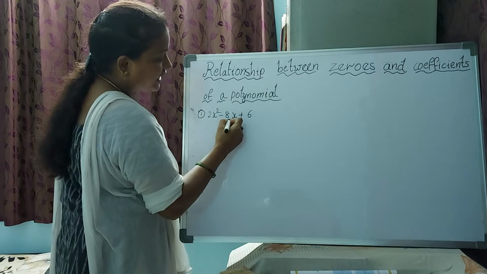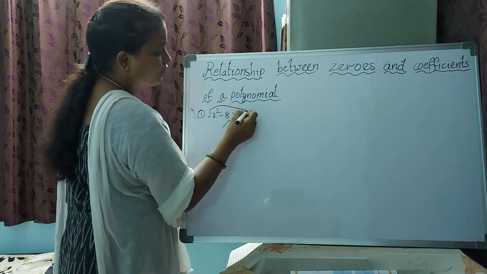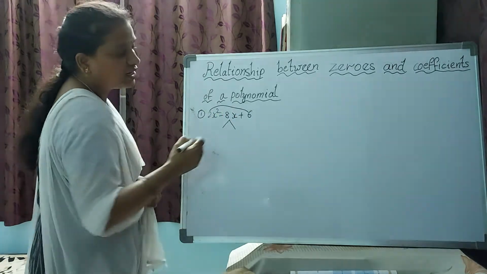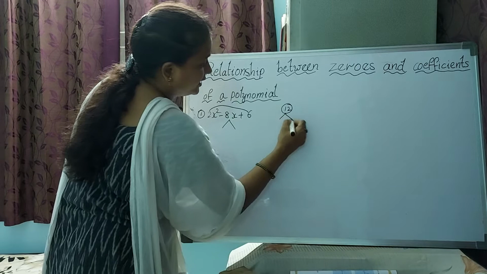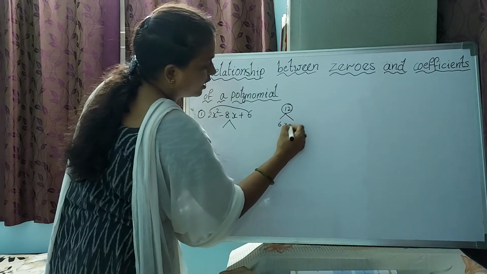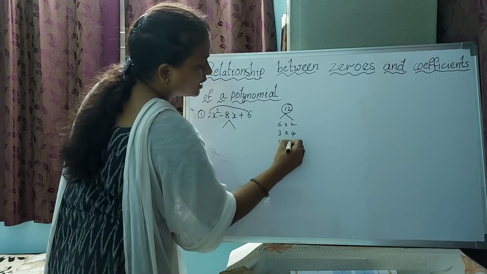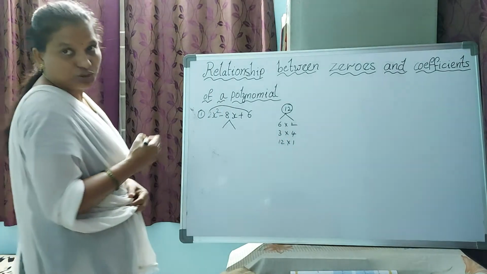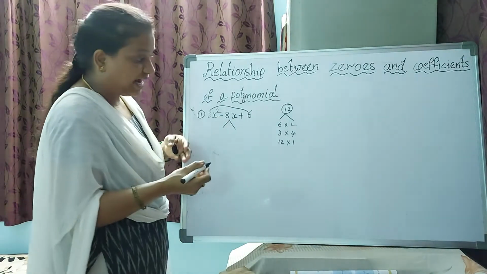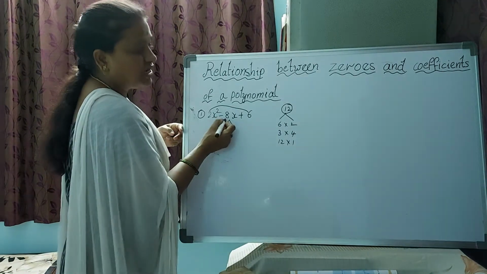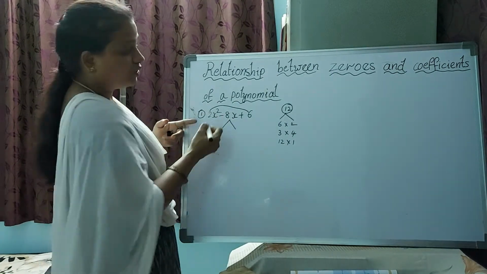By splitting this 8x, first find the factors of 6 into 2. 6 twos are 12. What are the factors of 12? We can write 6 twos are 12, 3 fours are 12, 12 ones are 12. These are all factors of 12. If you add, it should satisfy the middle term, and if you multiply, it should satisfy the constant term.